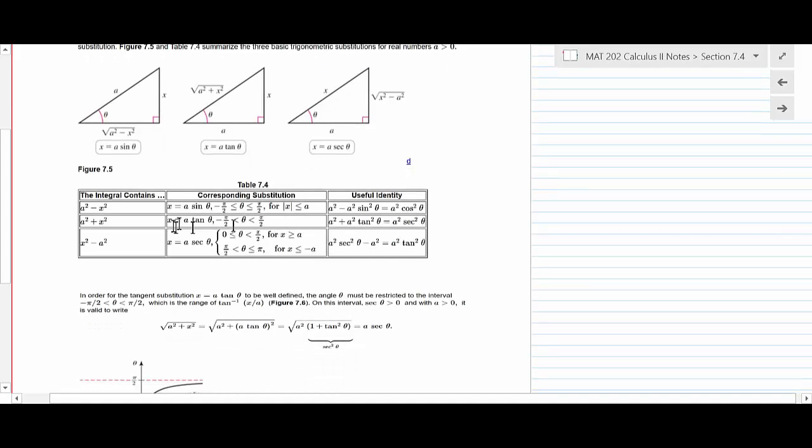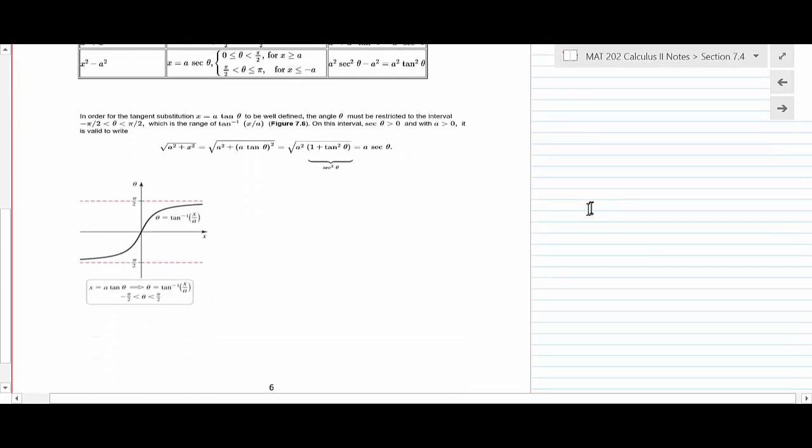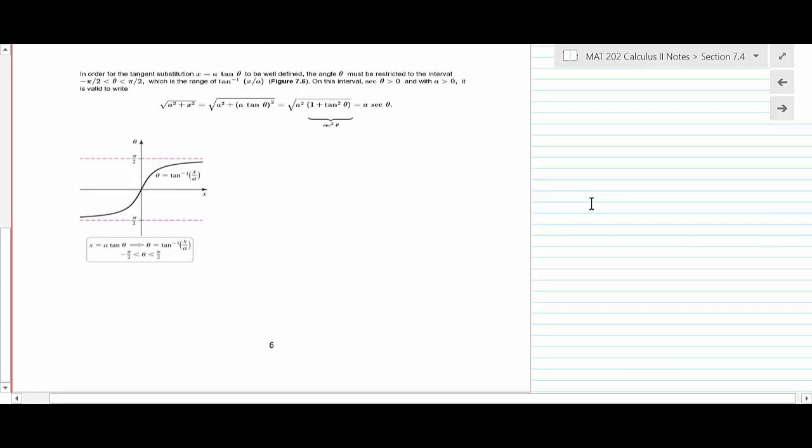You can look at the substitutions. I think it's just mainly identities. You want to make sure that you know your Pythagorean identities from trig, and that's kind of a key. Another thing, these are just kind of reminders.